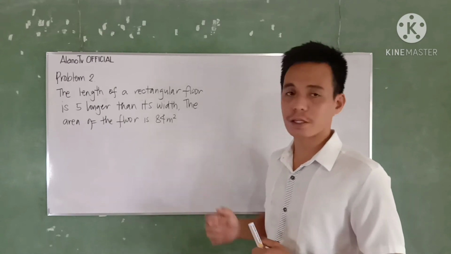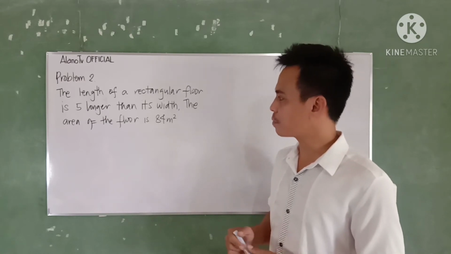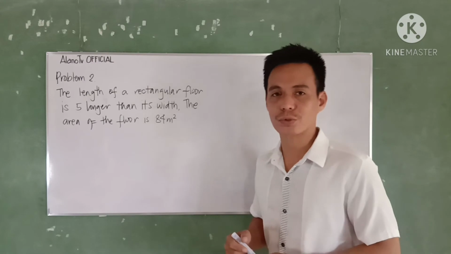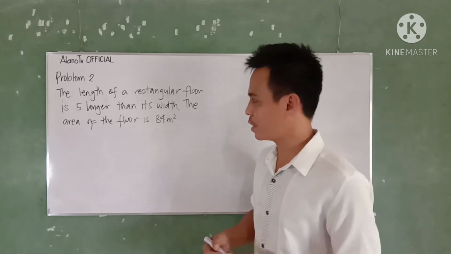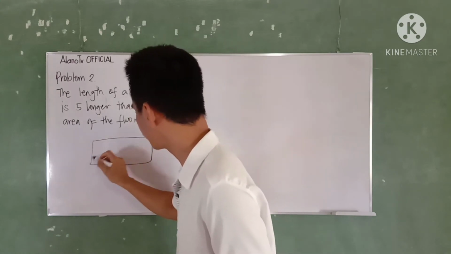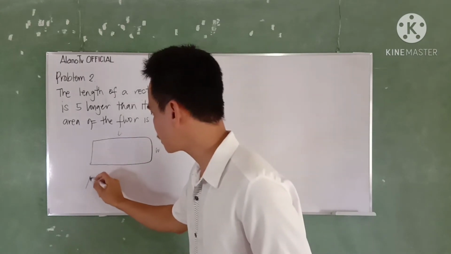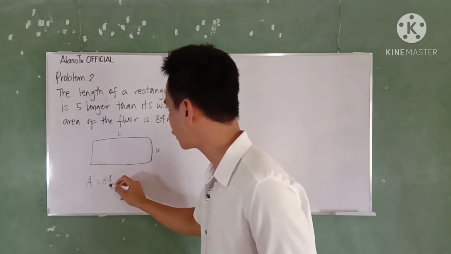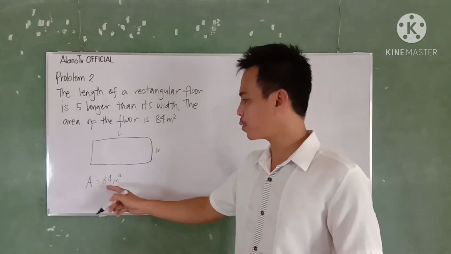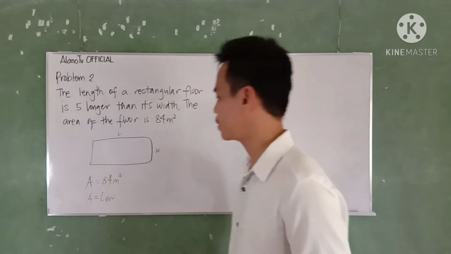The length of a rectangular floor is 5 longer than its width. The area of the floor is 84 meters squared. Okay, so let's try to analyze the problem. So let's have the floor. So this is a rectangular floor. This is the width and the length. Given area is equal to 84 meters squared. So therefore, the formula of the area there is A is equal to length times width.